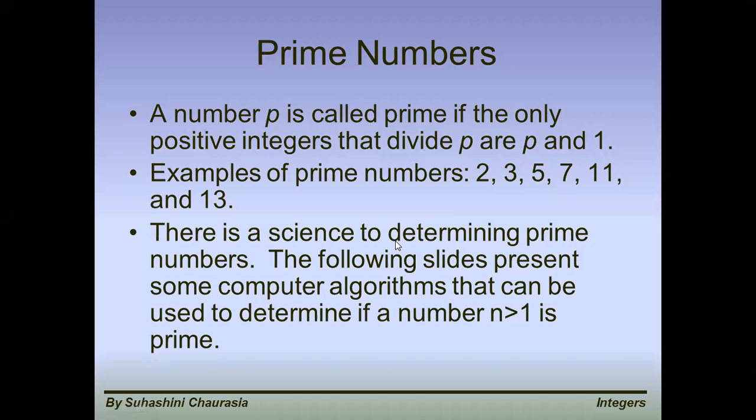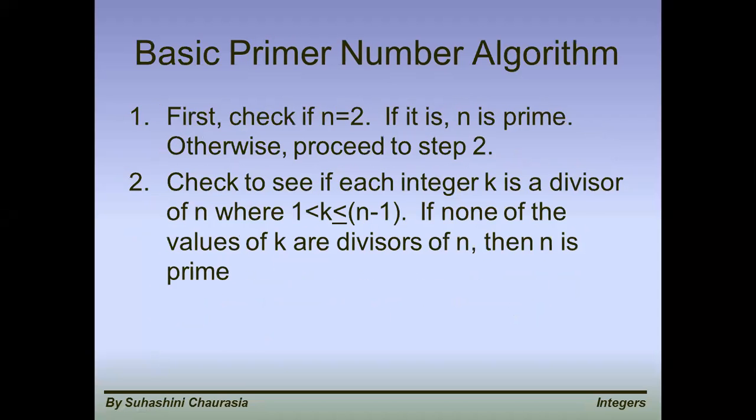There is a science to determining a prime number. The following slide represents some computer algorithms that can be used to determine if a number n greater than 1 is a prime. So this is a basic algorithm to check whether the number is prime or not. We have already written the algorithm for checking whether a number is prime in every programming language. Let's see. First, you check if n is equal to 2. If it is, n is prime. Otherwise, proceed to step 2.